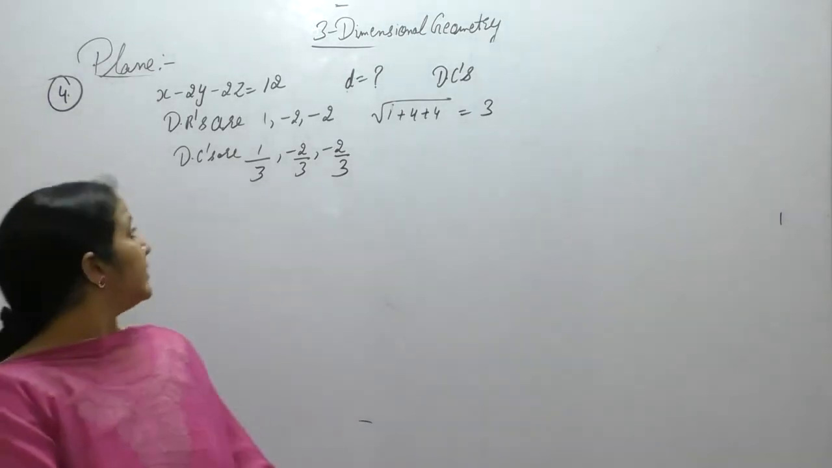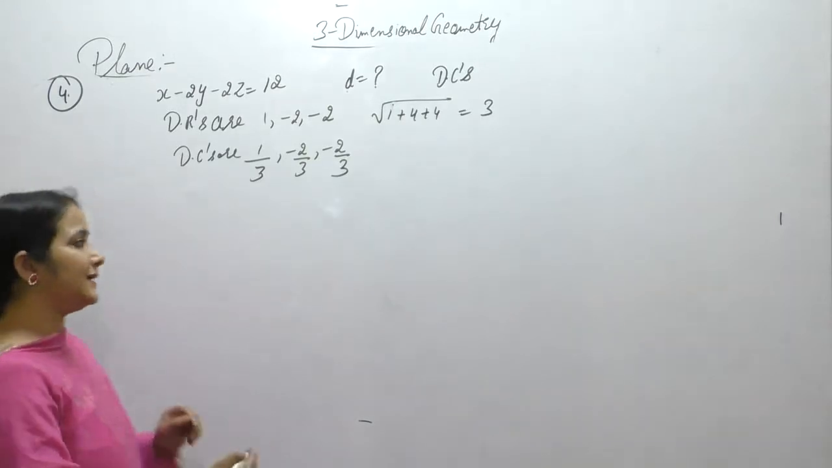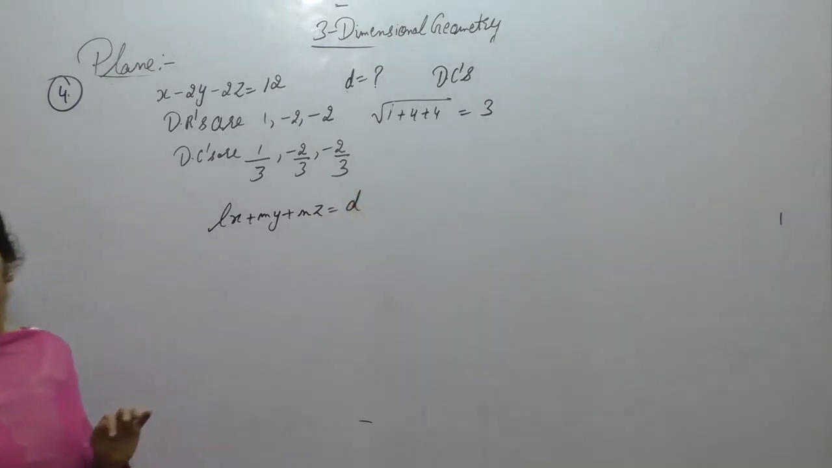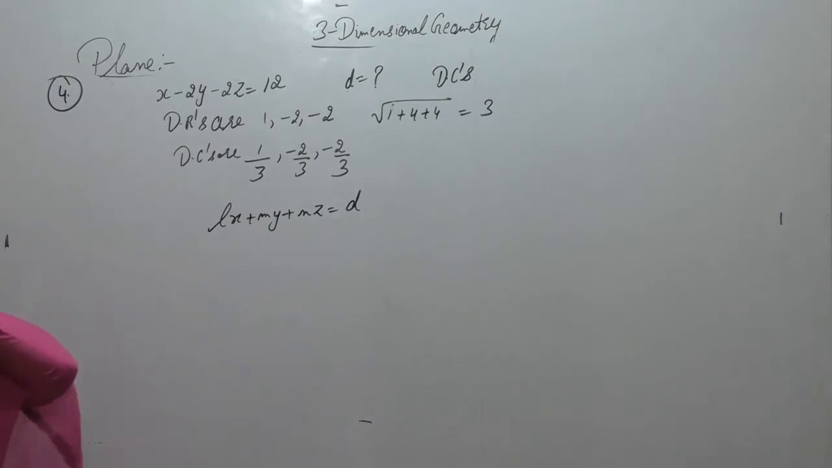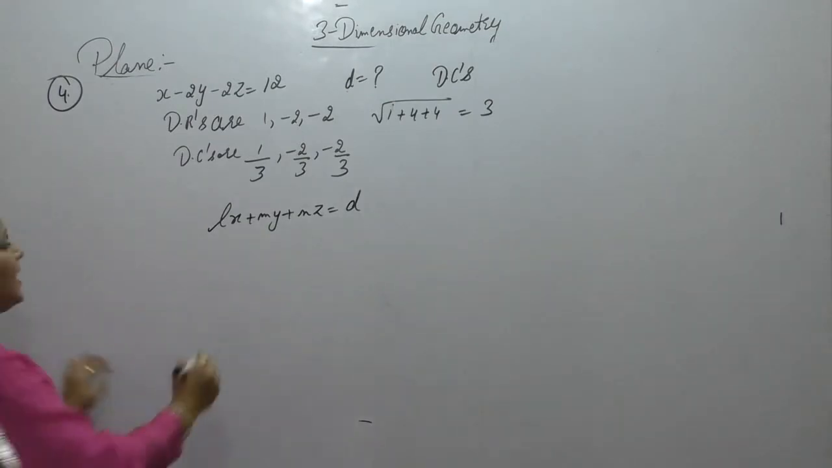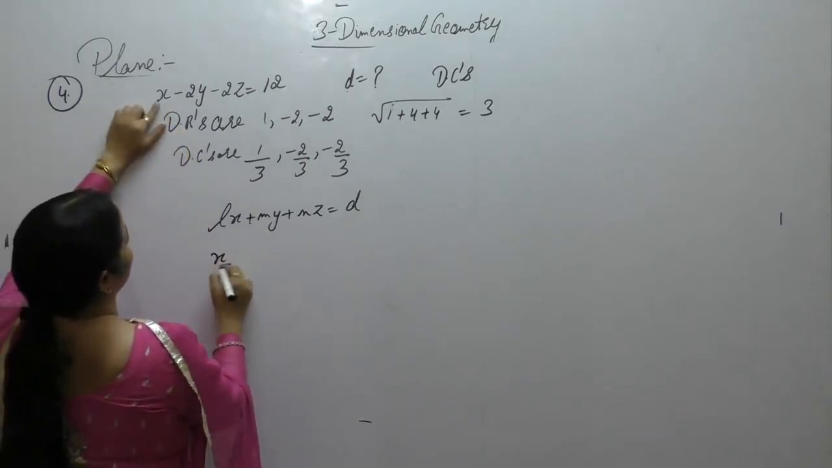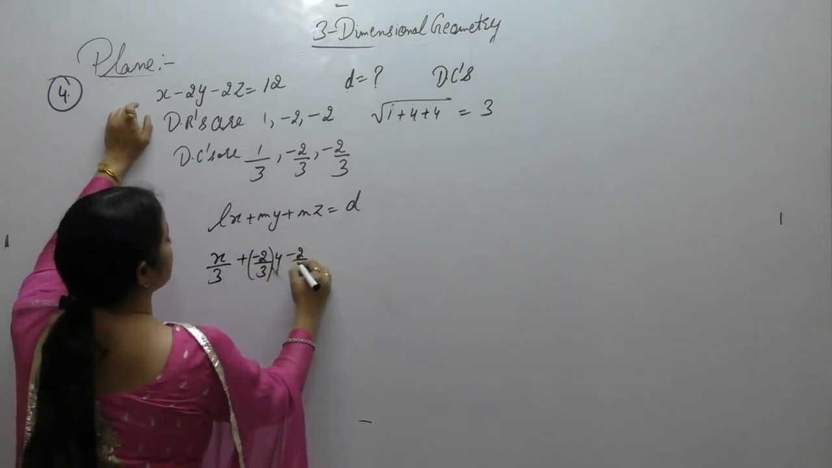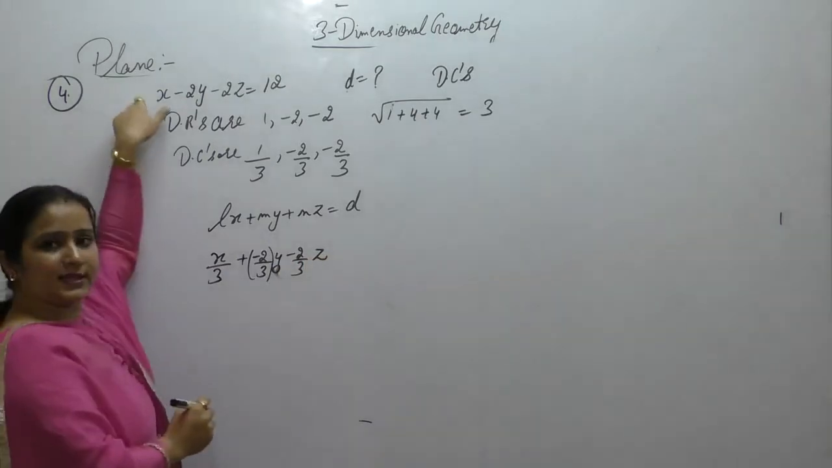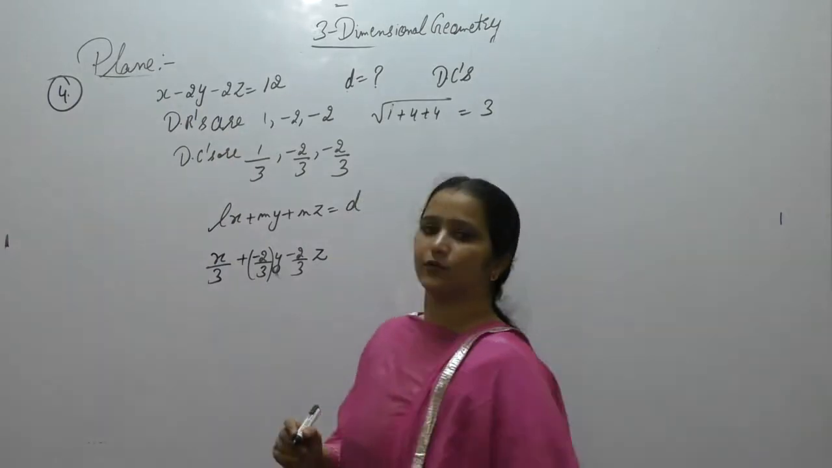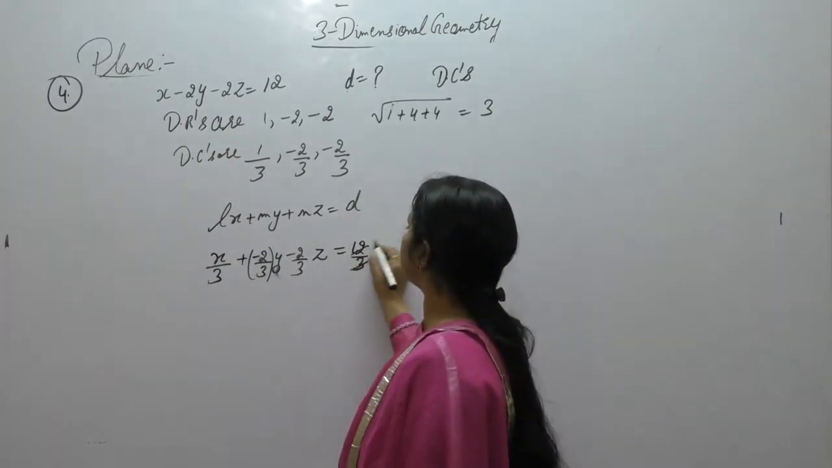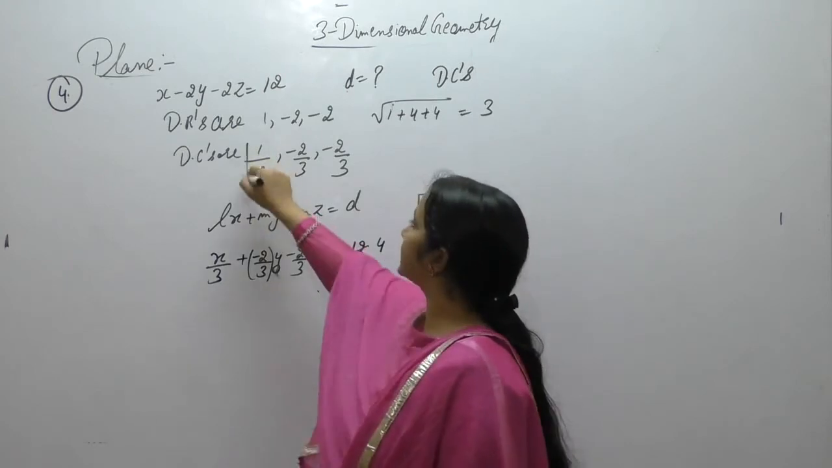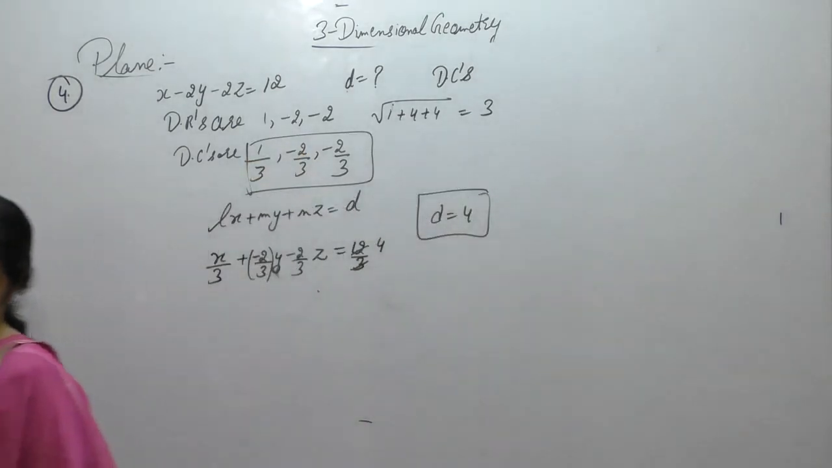We know the equation of the plane in the normal form, in Cartesian form, is Lx plus My plus Nz equals D. Now we want to find the value of D also. So this is the equation: 1 by 3 x minus 2 by 3 y minus 2 by 3 z. Equate with this equation. So we have divided the whole equation by 3. So 12 by 3, that is 4. So D, the perpendicular distance from the origin, is 4 and the direction cosines are 1 by 3, minus 2 by 3 and minus 2 by 3.